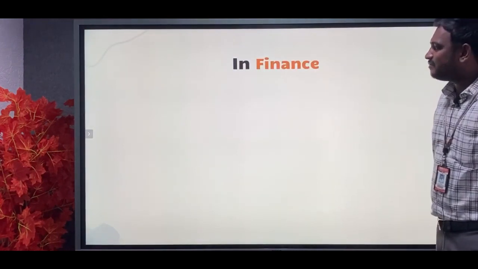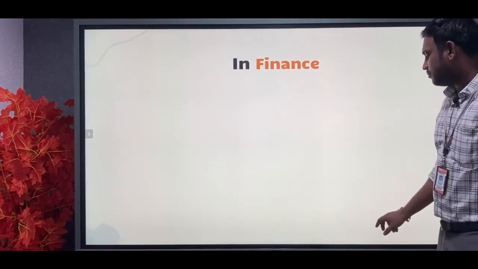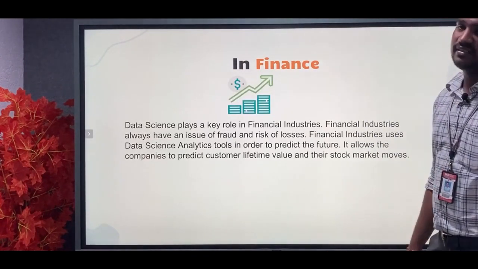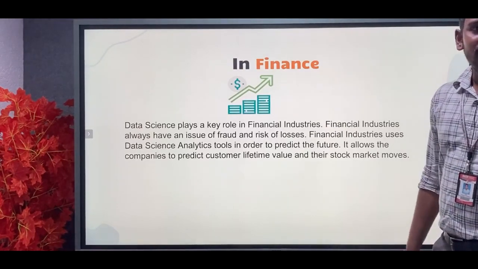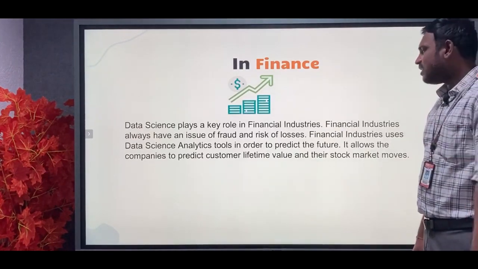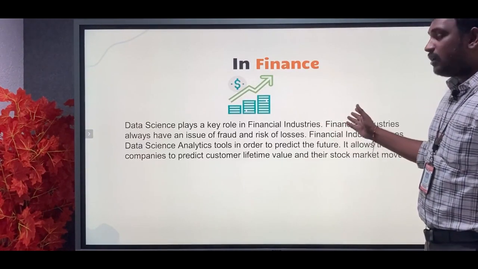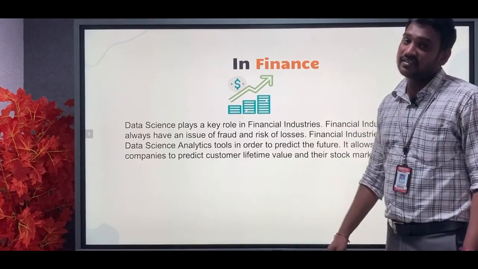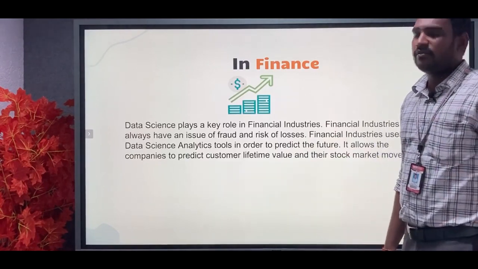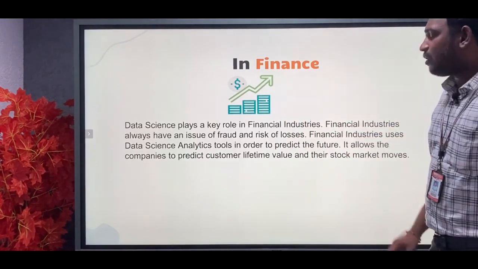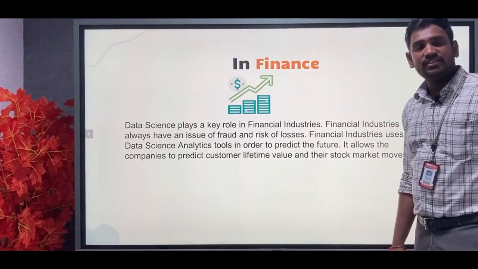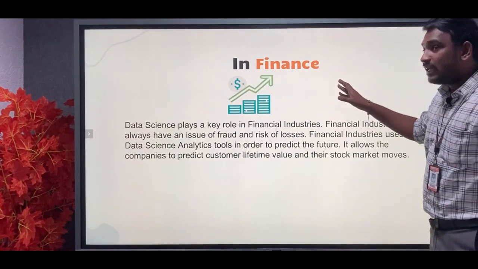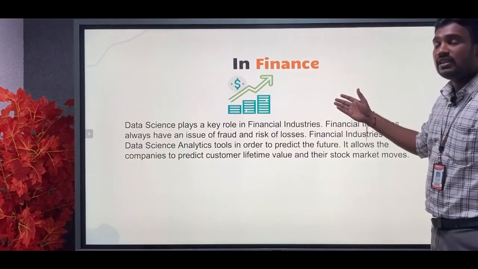Next, in finance. Data science plays a key role in financial industries. Financial industries like banks, insurance, everything, are following these data science techniques. How are they following? Financial industries always have an issue of fraud and risk losses. Yes, we are all facing fraud and risk losses when we are using online transactions, when we are using ATMs. So all these things are closed with the help of data science.